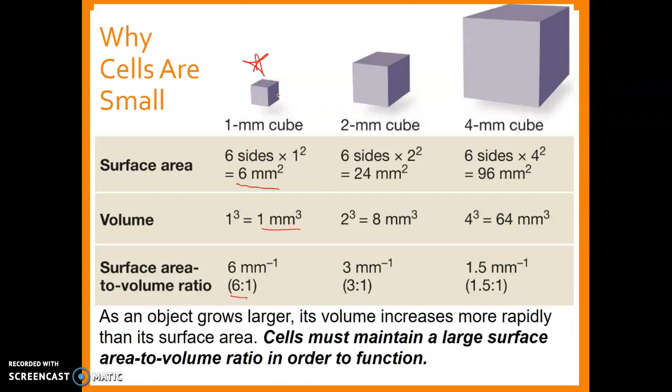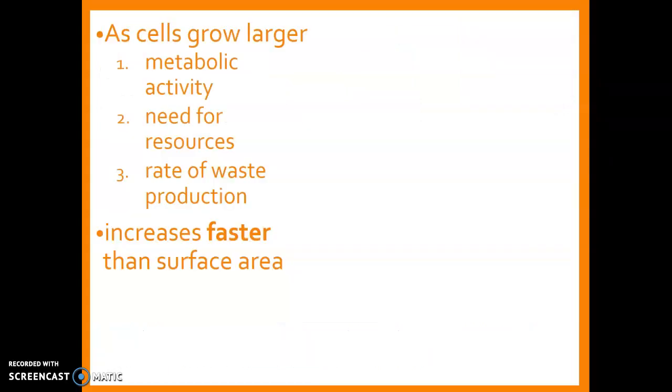When you get up to a 2 millimeter cube, you have 24 millimeters squared for surface area and then 8 millimeters cubed. So that gives you a 3 to 1. And as you increase even more, you can see the ratio goes down. So as you increase in size, the surface area to volume ratio gets smaller. That's why we want a larger surface area to volume ratio, because it means a smaller cell.